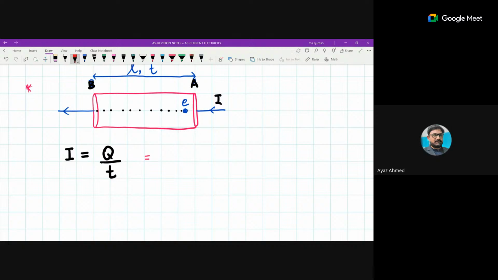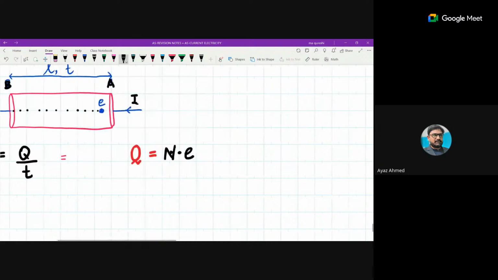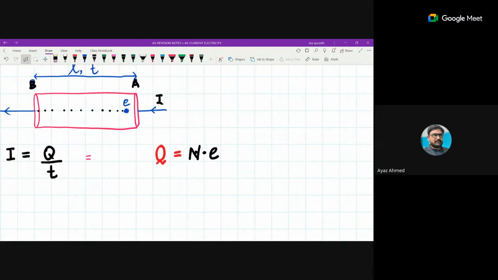Okay. So what is charge, by the way? Here you will take a pause and think: the total charge is equal to what we have studied in the last lesson, the number of free electrons into the charge of a single electron. Got it? Are you getting it? Yes. Into the volume of that material.